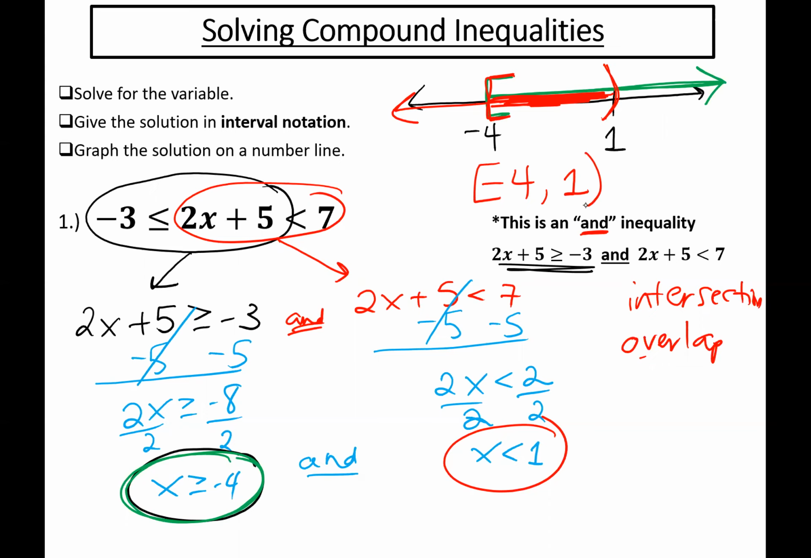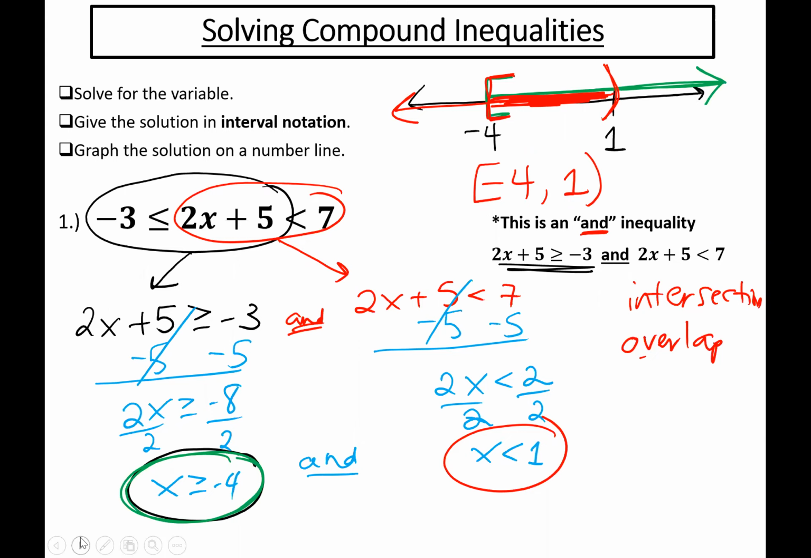So think about those two different ways that we just solved this. I still think keeping the x in the middle the whole time is probably the simplest way to go. But if you followed along with this other way, that's fine. You have two different number lines, but because it's an and inequality, we need to only include the overlap for our answer.